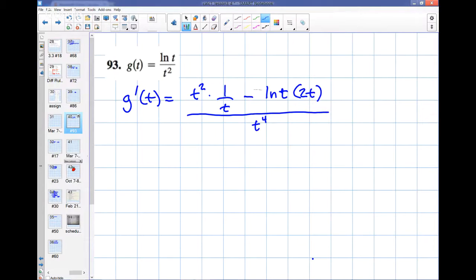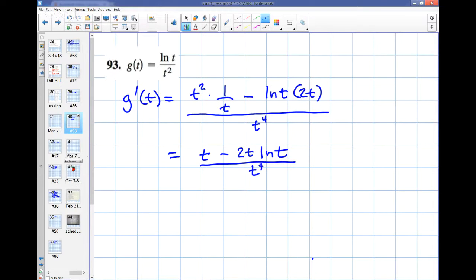Okay, simplify a little bit. Well, what's this t squared times 1 over t? That's just t, right? So we have t minus, I'm going to put the 2t in the front, 2t times the natural log of t. There we go. And that's all over t to the 4th.